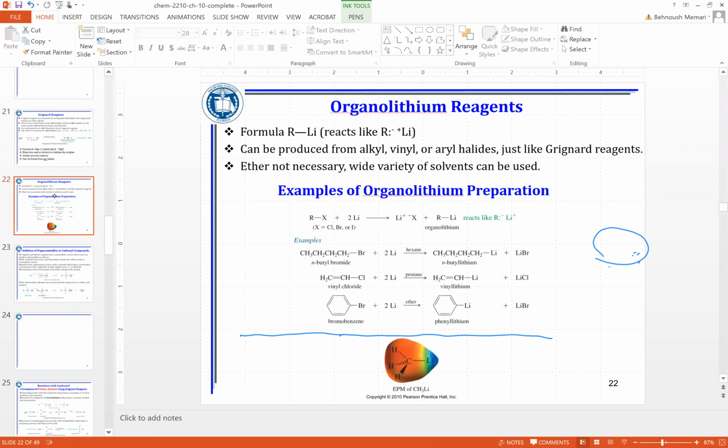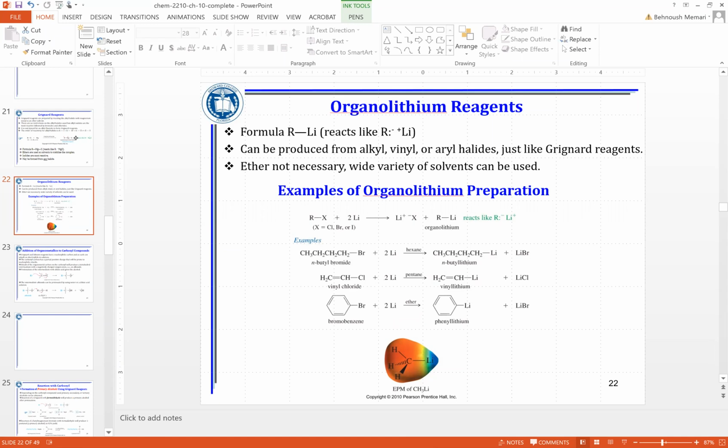So the only requirements for producing a Grignard substance were magnesium and heat, right? Yes. And then on the other side, your reactant must have a halide. Gotcha. It must have a halide.